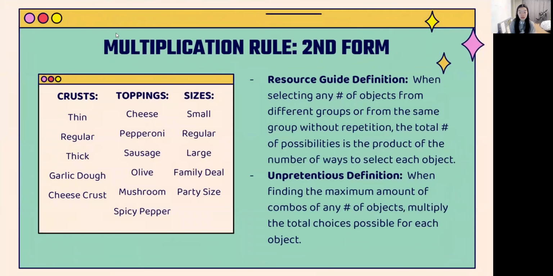Okay, so this is the second form, which is when finding the maximum amount of combos of any number of objects, multiply the total choices possible for each object. This is just the first form, but now with more groups possible.